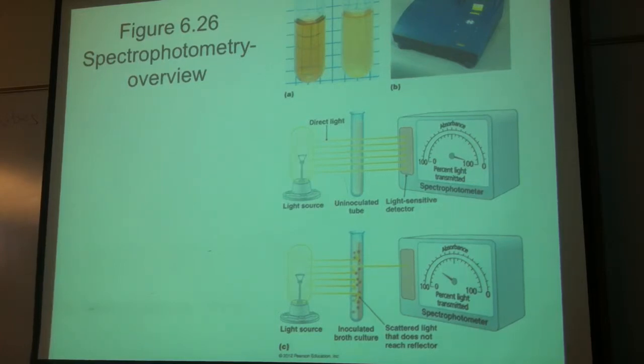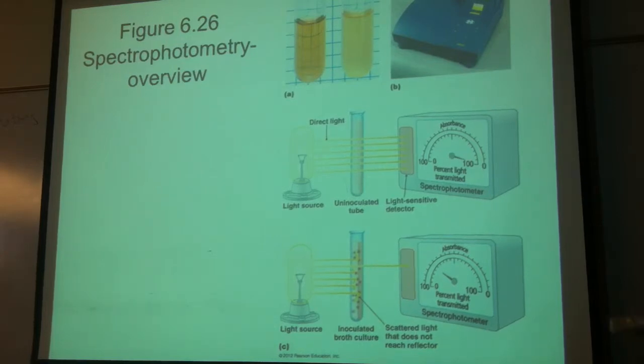And you read how much light can pass through, and that tells you how many cells you have in that culture. So, you're blank, you send it through, light goes through, it senses the absorbance, you get a number, that's your blank, that's your new 0. You put in your culture tube, your inoculated broth culture, and all of those little cells are going to start scattering the light, so not as much is going to get to the sensor, so you can start seeing what the absorbance is, and based on those absorbance, you can tell how many cells you have.